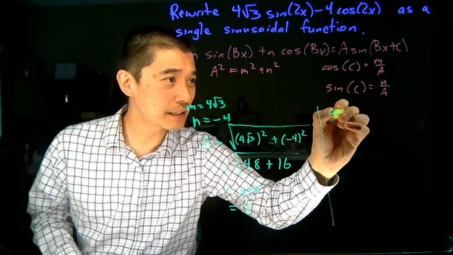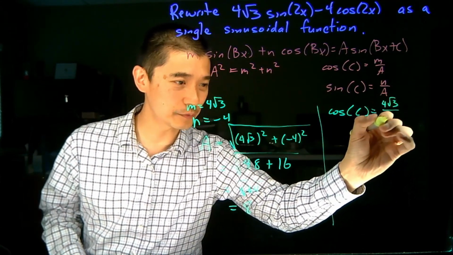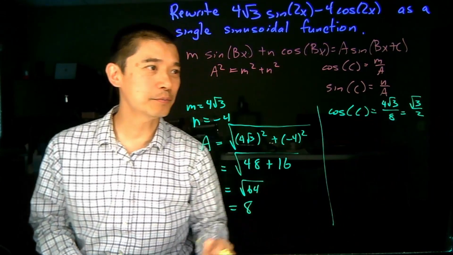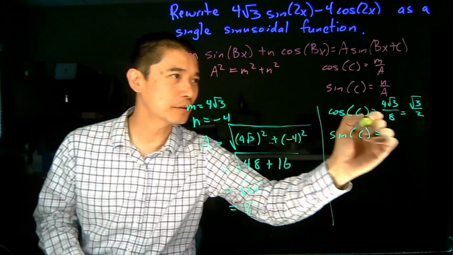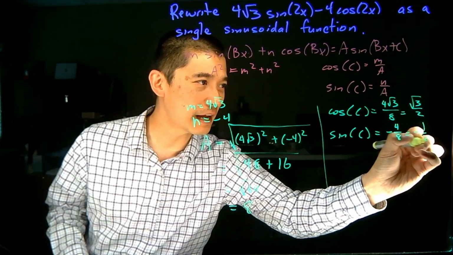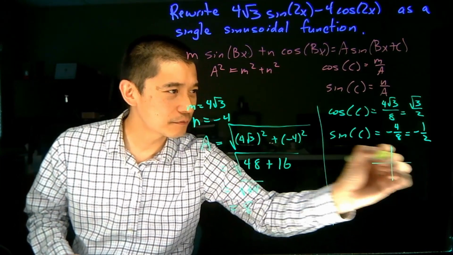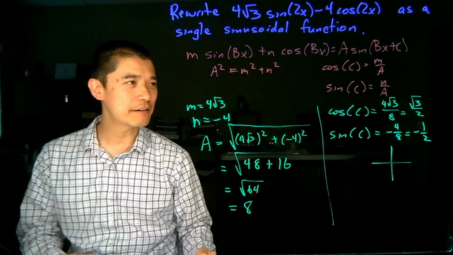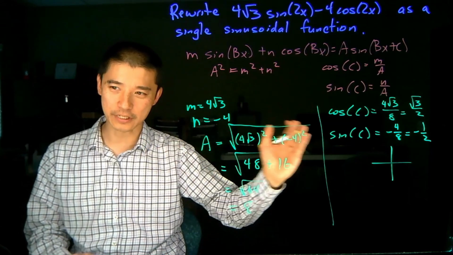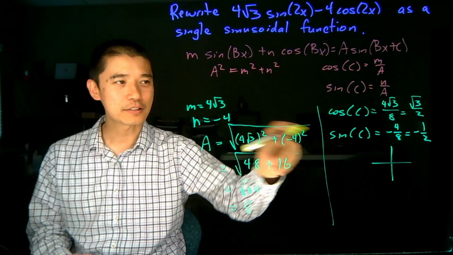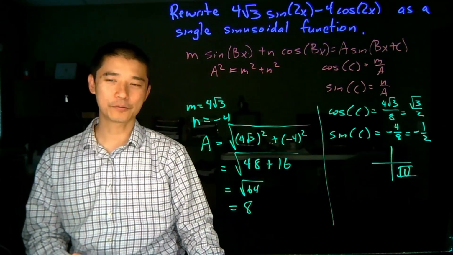Well, cosine c is equal to m over a, so 4 root 3 over 8, which is the same as root 3 over 2. And then sine c is going to be n over a, which is negative 4 over 8, which is negative 1/2. We need to figure out what angle c satisfies those properties. First thing to look at is the quadrant. In this case, the cosine term is positive and the sine term is negative. The cosine term corresponds to the x-coordinate, so the x-coordinate is positive. The sine term corresponds to the y-coordinate, which is negative, which means you're down here in quadrant 4.